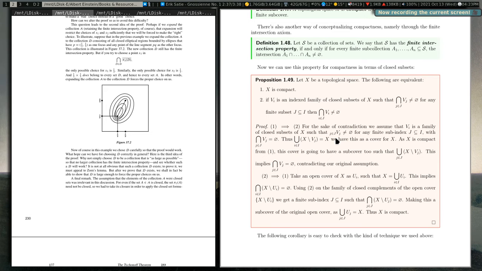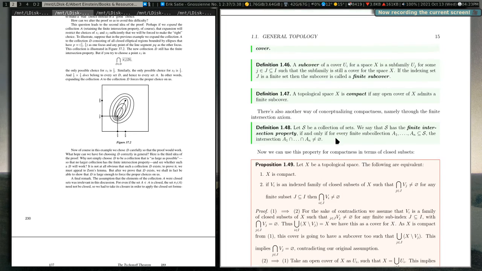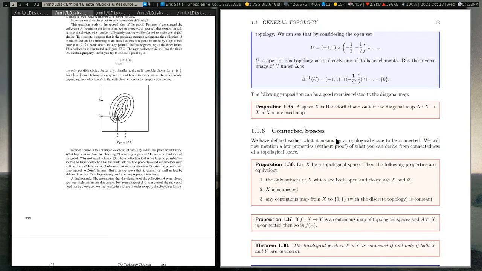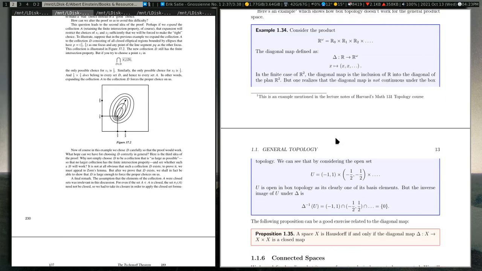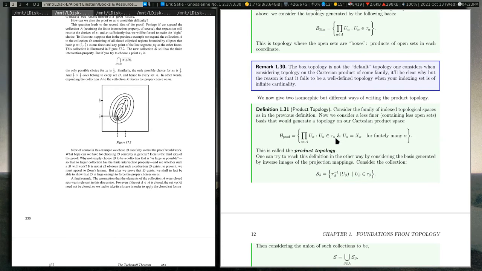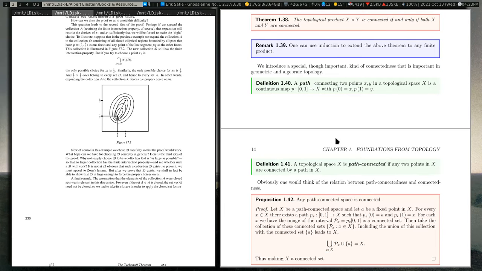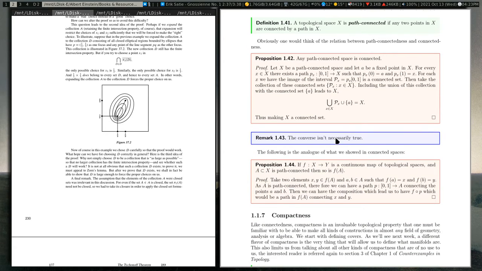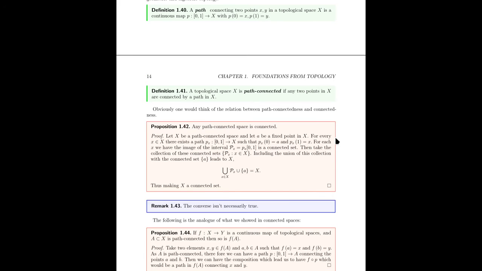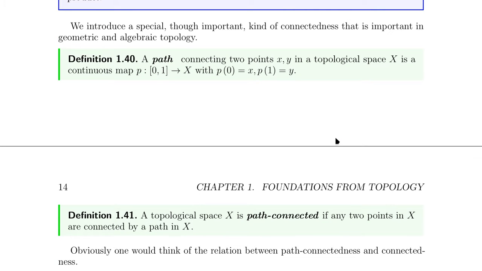So we'll start with, we stopped with connectedness last time. We'll do a bit of path connectedness, just a bit, and then we'll get into compactness. We didn't do path connectedness, and we're going to need that when we do homotopy. So I'll just introduce it a bit.